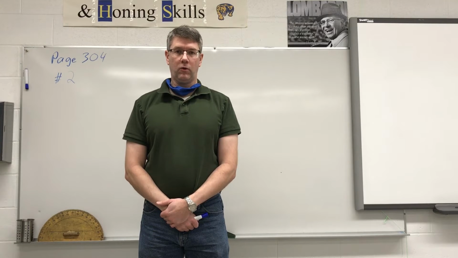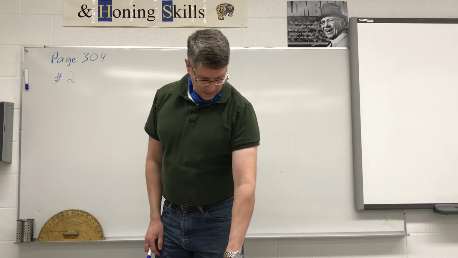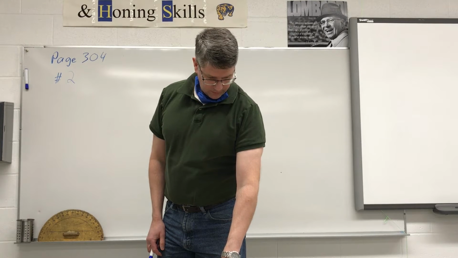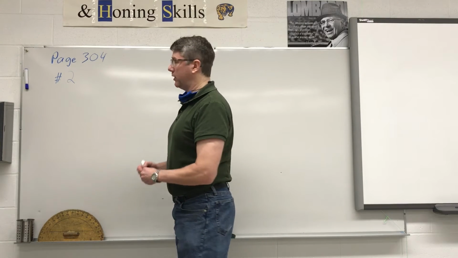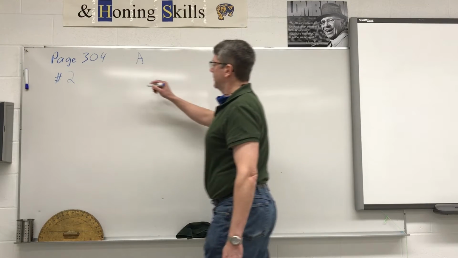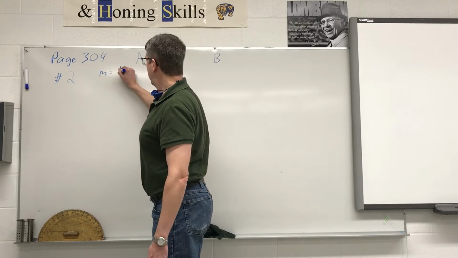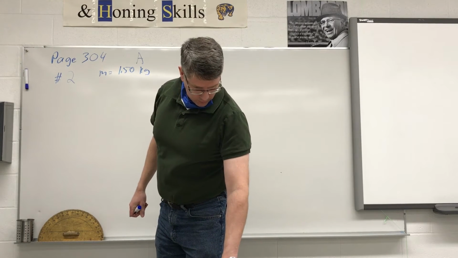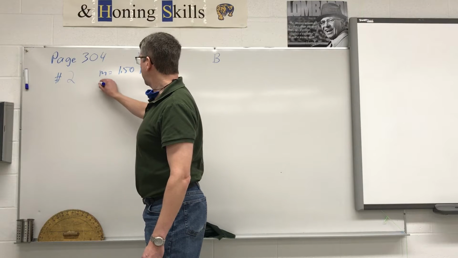Page 304, question number 2. Cannon A fires a 1.5 kilogram ball with a muzzle velocity of 550 meters per second. So we've got two cannons, A and we have cannon B. So A has a mass of 1.50 kilograms and a velocity of 550 meters per second.